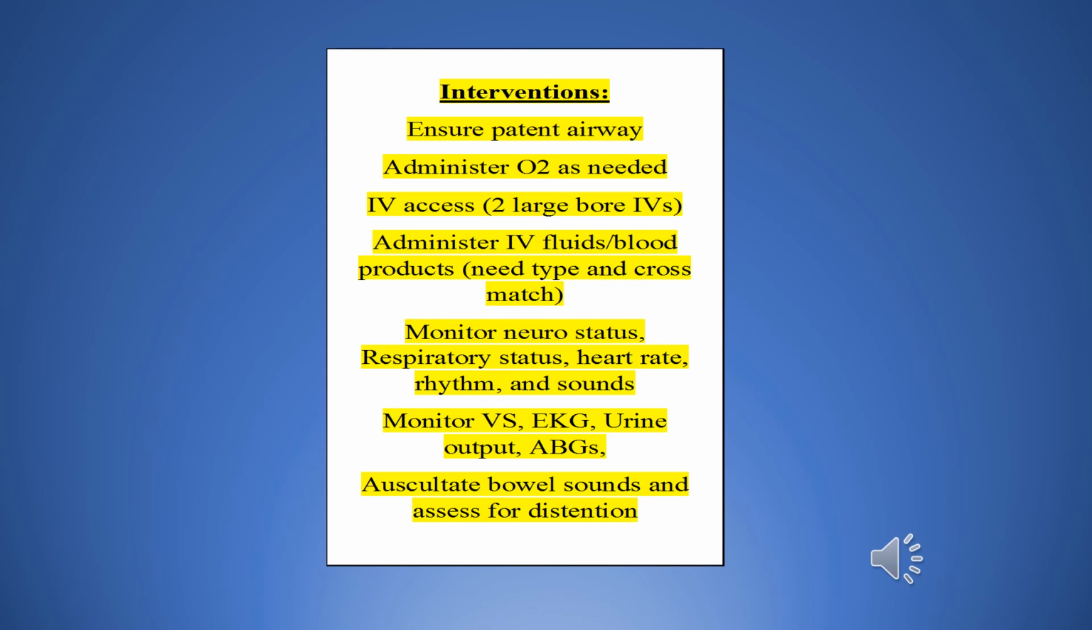The main goal for a patient in hypovolemic shock is to stop fluid loss and restore circulating volume. Some nursing interventions would include: ensure patent airway, administer oxygen as needed, IV access, administer IV fluids and blood products. You'll need to type and cross match. Monitor neurostatus, respiratory status, heart rate and rhythm, and sounds. Monitor vital signs, EKG, urine output, and ABGs. And auscultate bowel sounds and assess for distension.